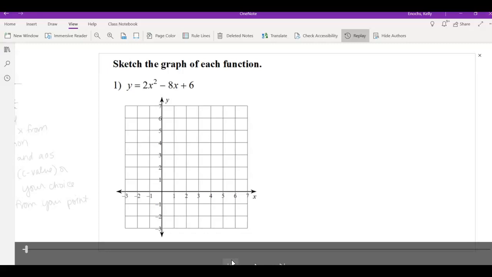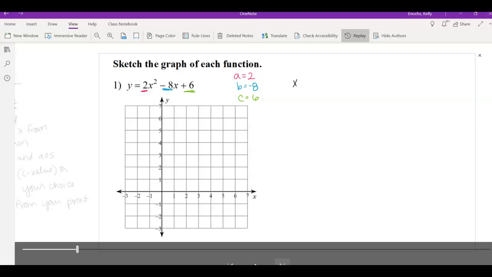Okay, so when we get ready to graph in standard form, one of the first things we need to figure out is what is A, what is B, what is C. So in this particular equation, A is 2, B is negative 8, and C is 6.